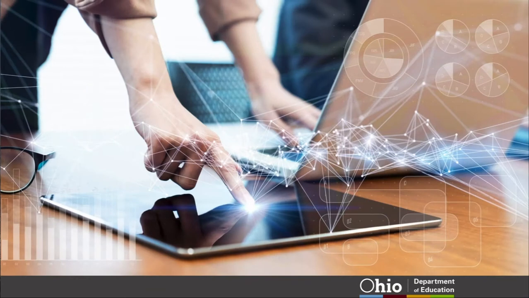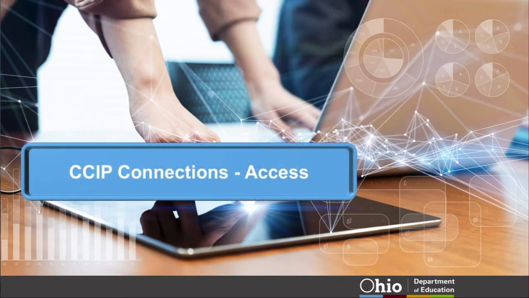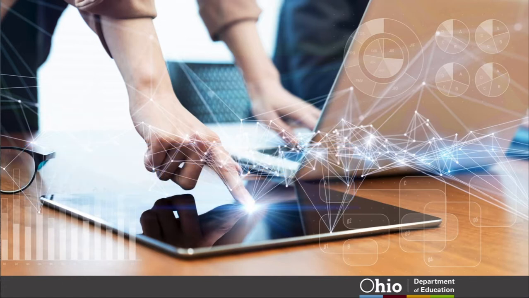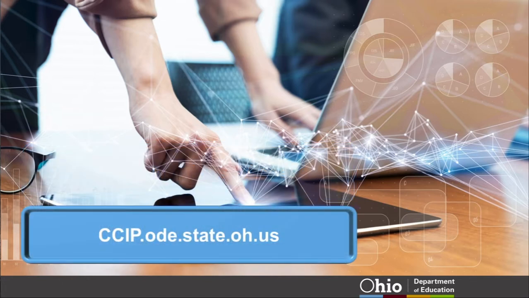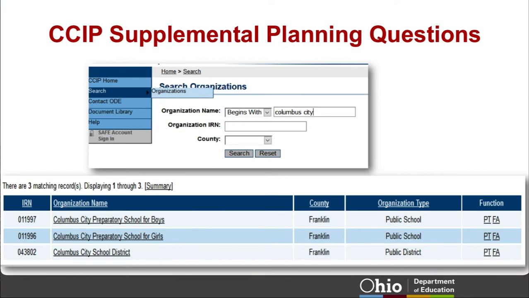There is a link between a few of the support tool questions and some of the CCIP supplemental planning questions. You don't need an OHID portal account to access the CCIP and review your district's or community school's answers to the supplemental planning questions. First, you'll need to open your district's CCIP funding application. Go to education.ohio.gov and search for the term CCIP. Once in the CCIP, locate the supplemental planning questions by entering your district name or IRN and search.